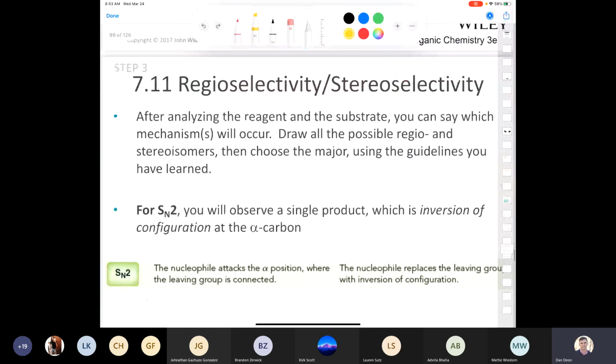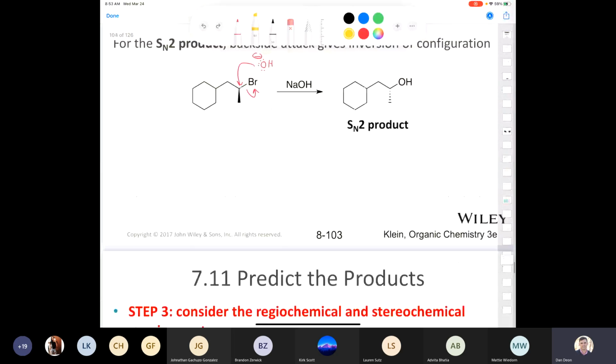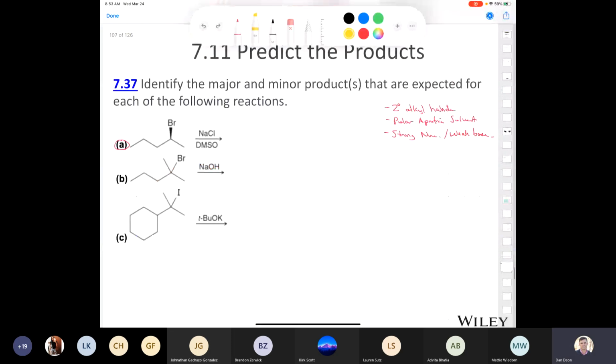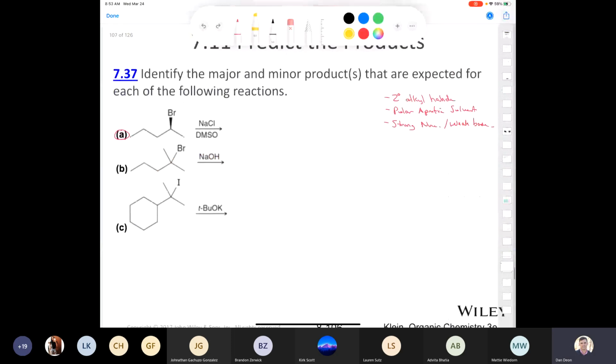And if you're like, well, that's only one product, yeah, only one product in this case, which makes it kind of nice, you don't have to draw as many products. So let's see here, like that. And we're going to have an inversion of the stereocenter like that.